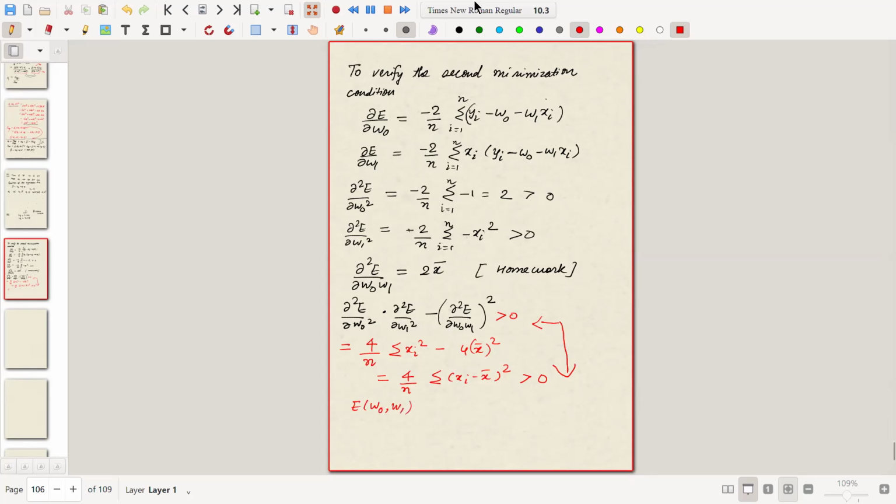For that choice of W0, W1 which you found, it is a minimum, and we got only one choice of W0, W1, right? No other choices. That means the solution is unique and it is a minimal solution. Such forms of equations are known as convex functions, where you get only one minimum, like a parabola.